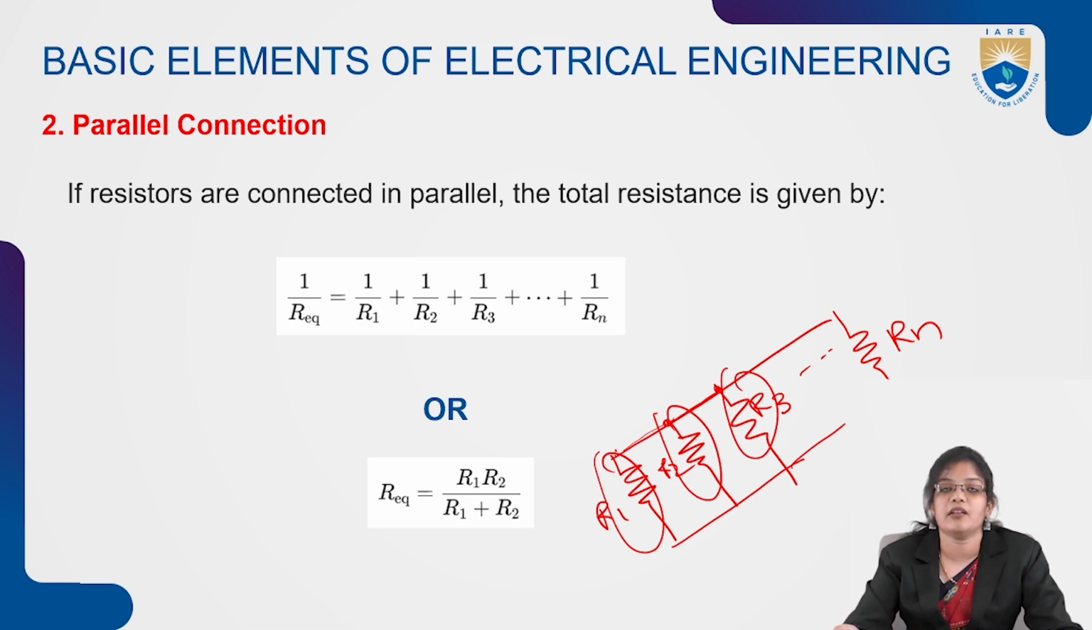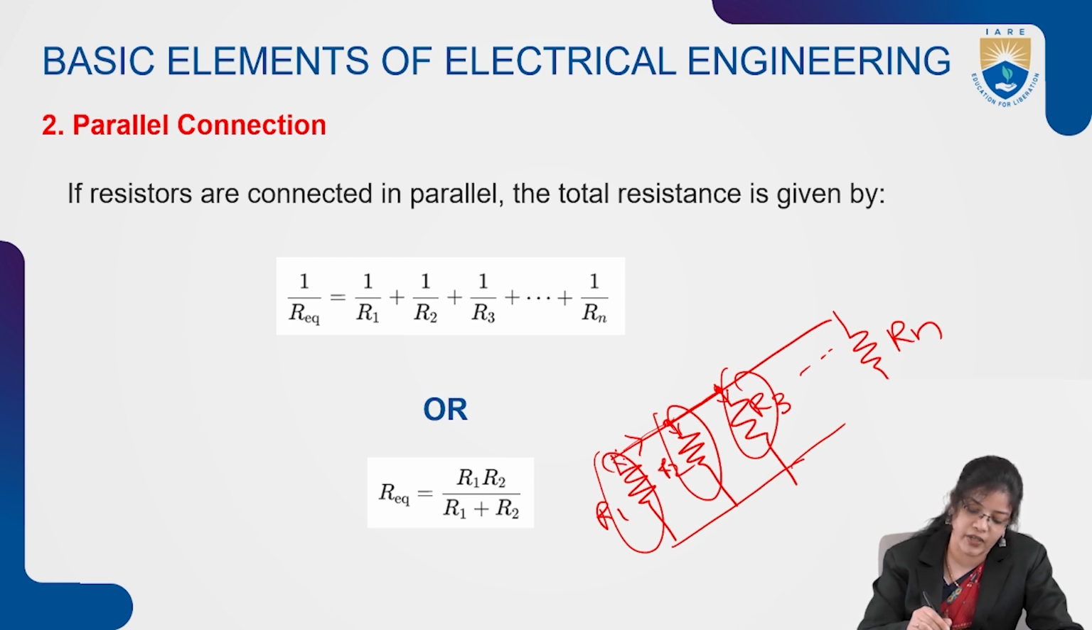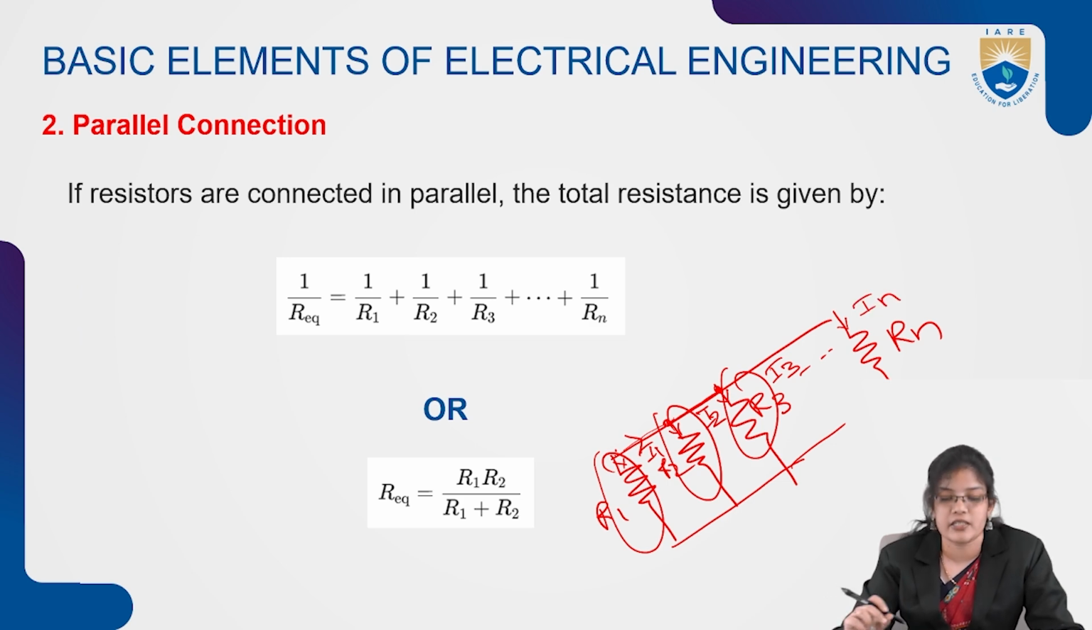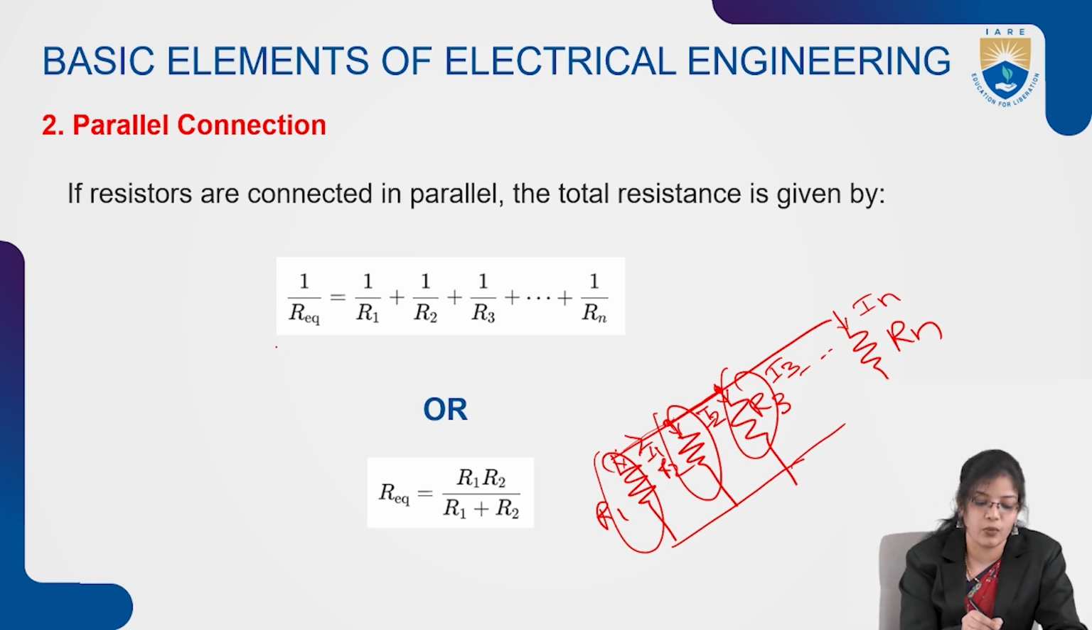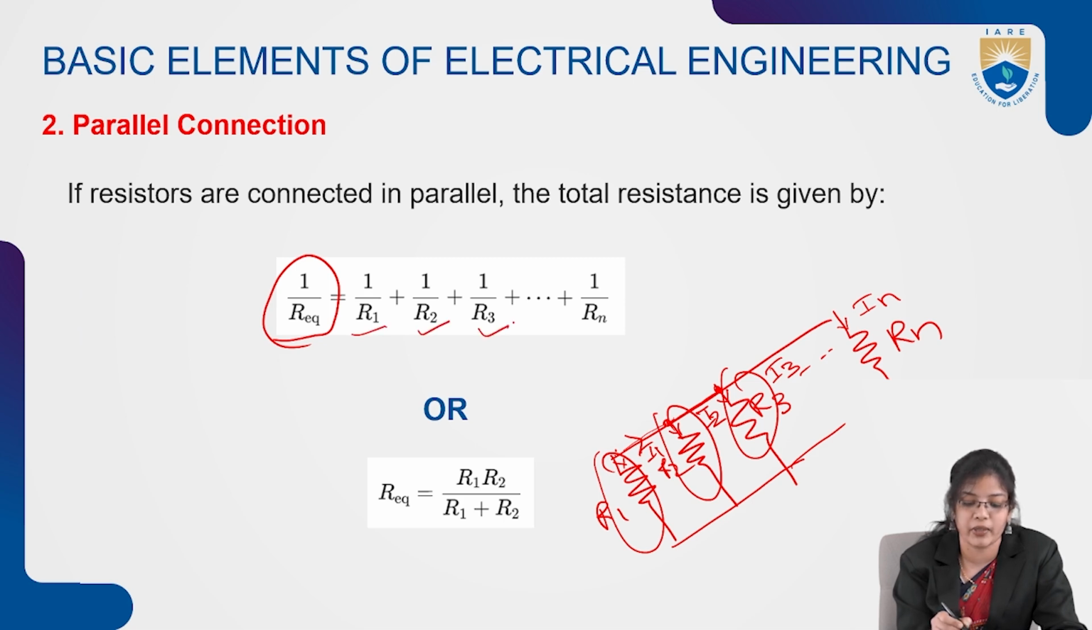Okay, in the parallel connection, I already said that the currents will divide and the potential differences across each element will be the same. Here the current is dividing and it can be denoted as I1. Here also the current is dividing, it can be denoted as I2, I3, until IN. So when these resistors are connected in parallel, the equivalent resistance can be calculated as 1 by R equivalent equals 1 by R1 plus 1 by R2 plus 1 by R3. If n number of resistors are connected in parallel, then it continues up to 1 by Rn.